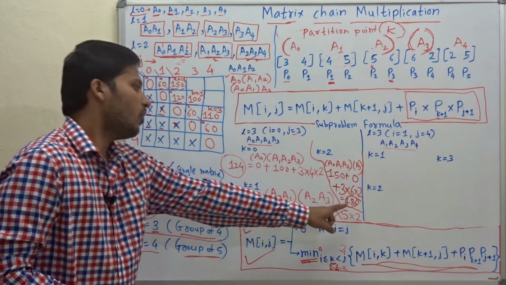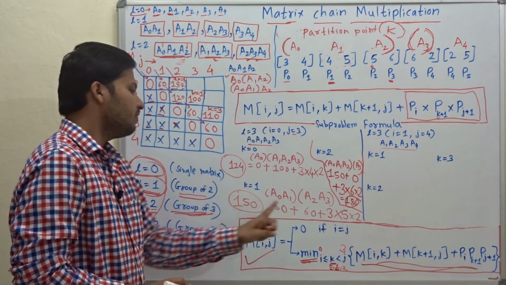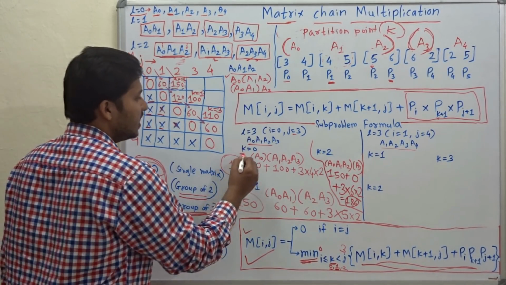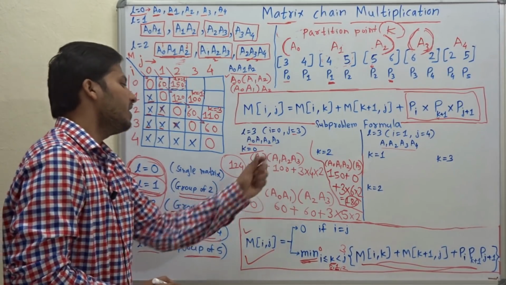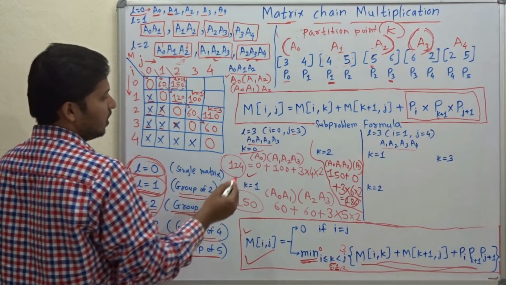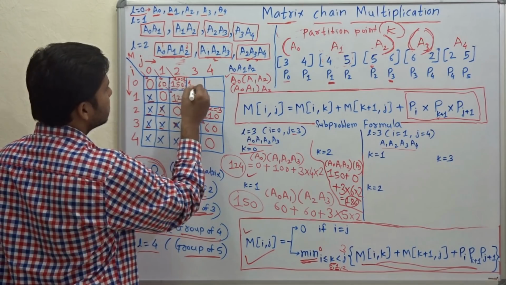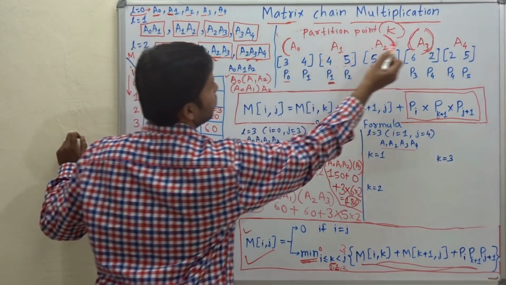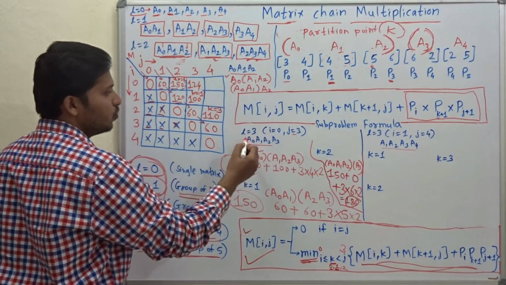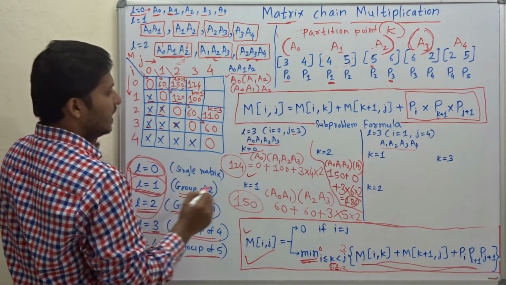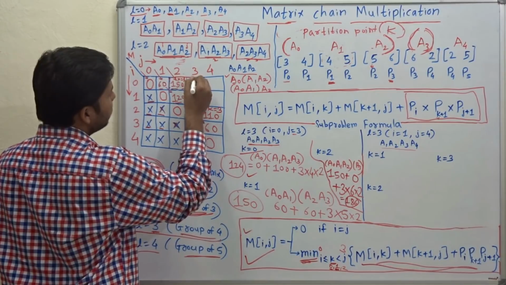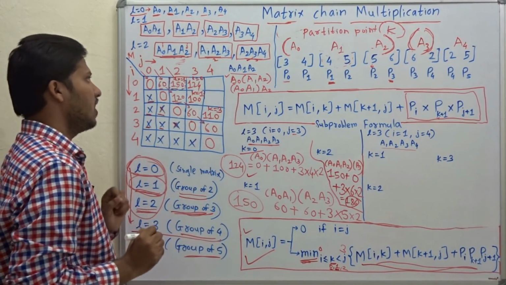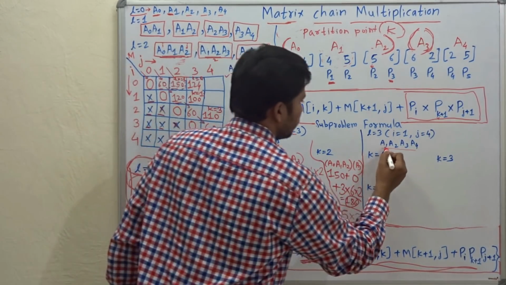Right. So, what is minimum? 124, 150 and 186. So, 124 is minimum, means K equal to 0 is the optimal partition point. So, 124 is the cost for 0 to 3, means A0 to A3 for this group, and k equal to 0 is the partition point. Okay. So now let's go for the second group.